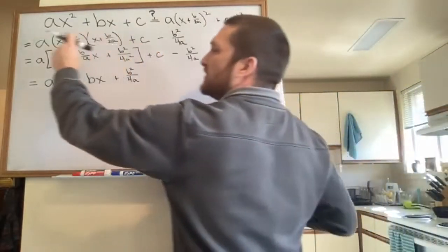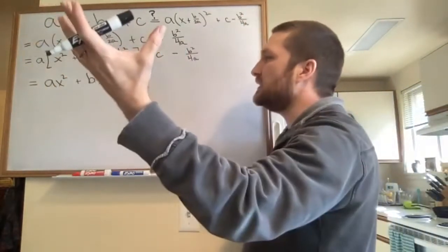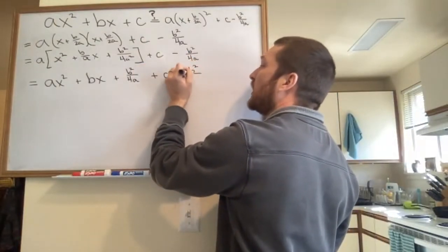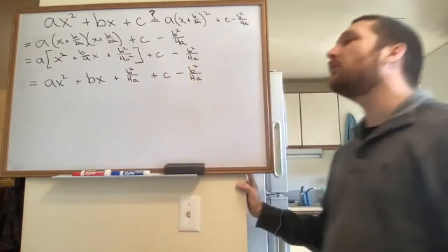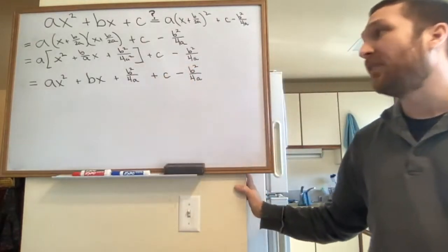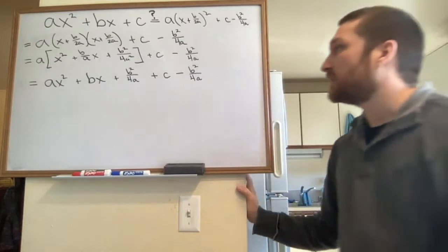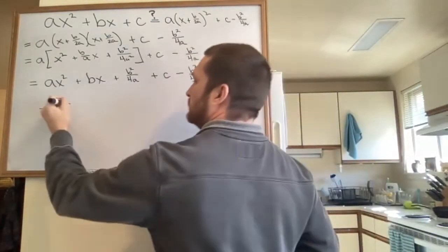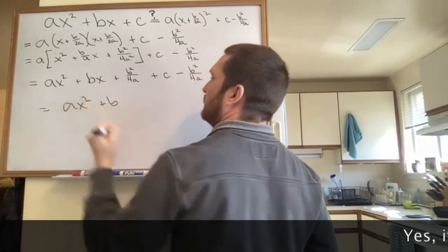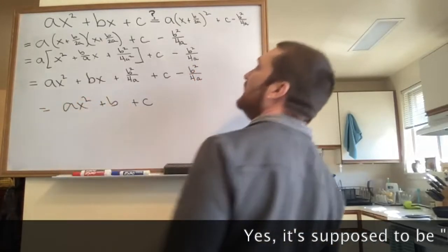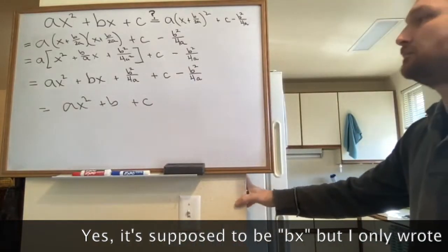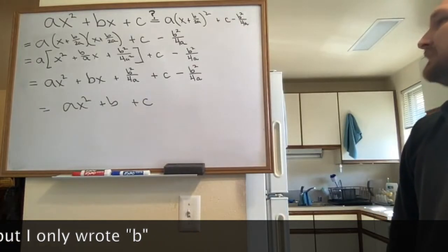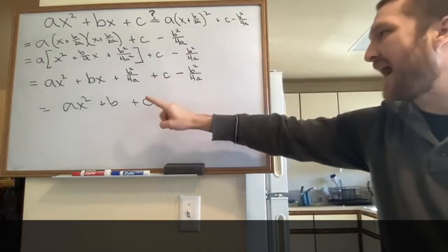Okay, my parentheses are done. I could drop my parentheses. I have a plus c minus, oh, look at that, minus exactly what we picked up right there. That's nice. What does that reduce down to? ax squared plus bx plus c. Holy moly, we got it. This bad boy right there is equal to that guy right there.